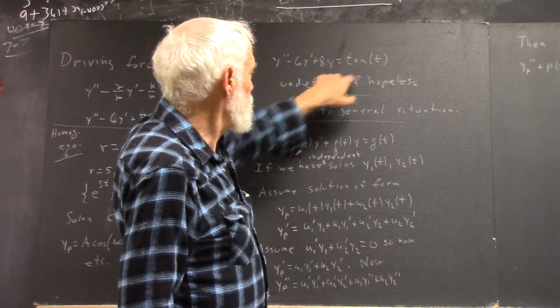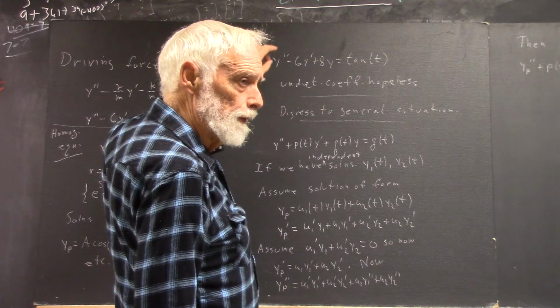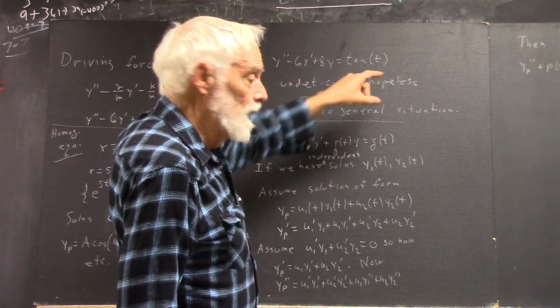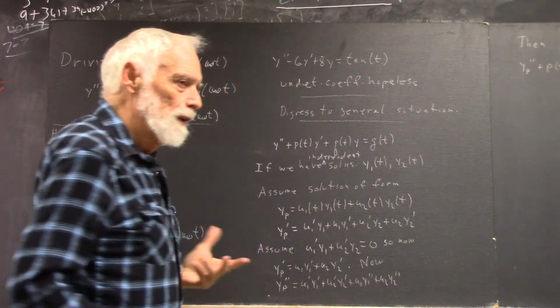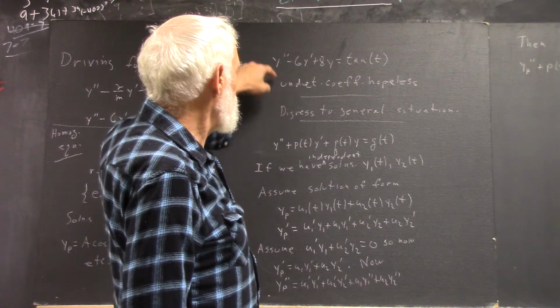If we have a tangent, it's hopeless to figure out what kind of functions you would combine, second derivatives, first derivatives with the function itself, and get a tangent out of it. Go ahead and think about it, but you're not going to get anywhere, neither will I. There are good reasons for that. So we're going to digress to the general situation.